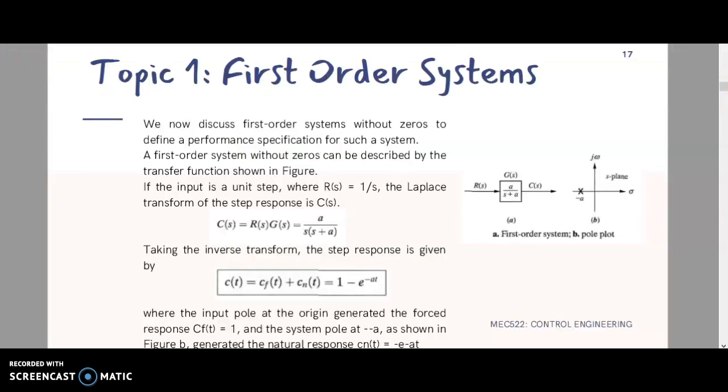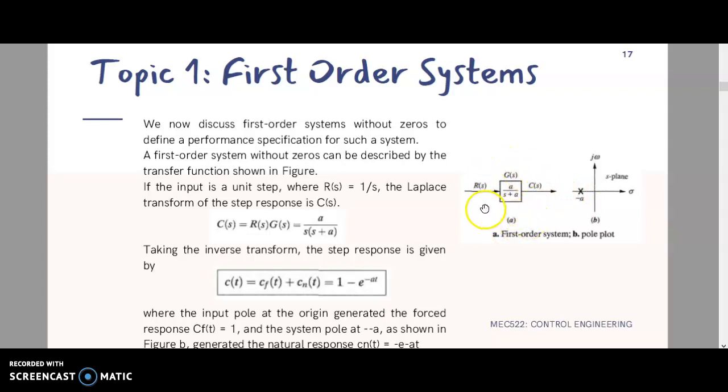For the first order, first kita nak dapatkan dia punya respon dia macam mana. Kita nak tahu dia punya time rise, time constant, and then kita nak tahu dia punya time settling. So let's see the figure. There are two figures here. First is a block diagram and then this one is a pole plot. So kita dah nampak kat sini.